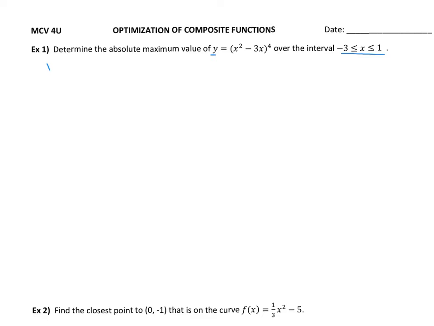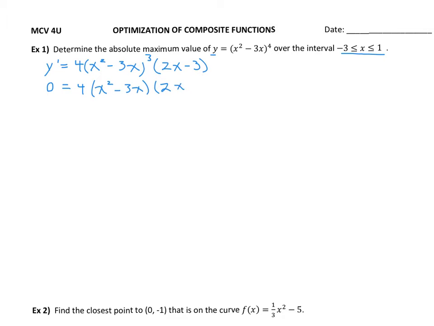So we're going to find y prime here. And I'm going to need that chain rule. The 4 comes down in front, and we're left with x squared minus 3x to the exponent of 3 now, times the derivative of what's inside, which would be a 2x minus 3. Now to get our critical numbers, we're going to let y prime equal 0, let the derivative equal 0, and we end up with this happening. And this is really nice because it's already in our factored form.